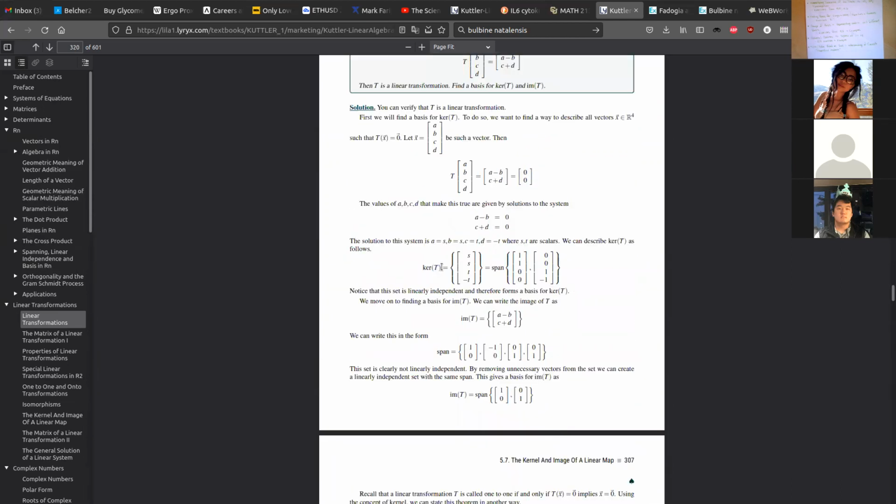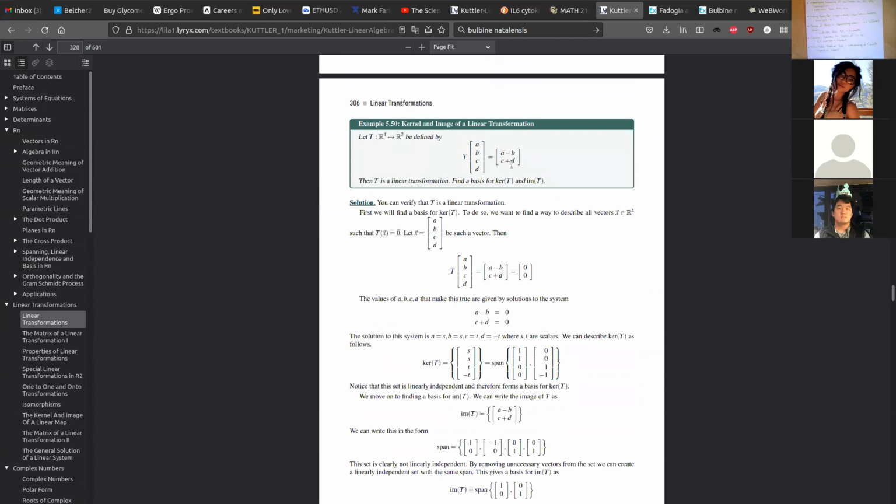So for example, in this problem here, I think we did this example in class as to coming up with a basis for the kernel. The way we did it here, we simply found a description of all of the vectors in the kernel and then came up with a span of that based off of vectors. That's probably one of the best ways to do it.